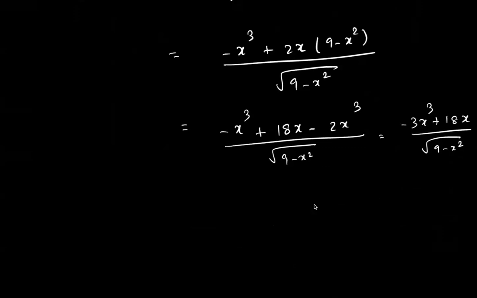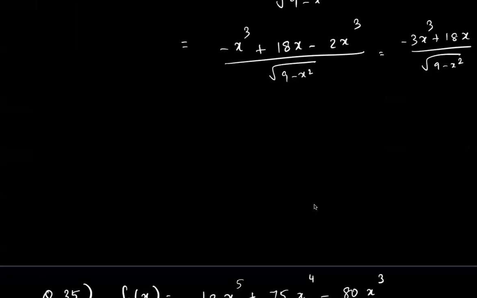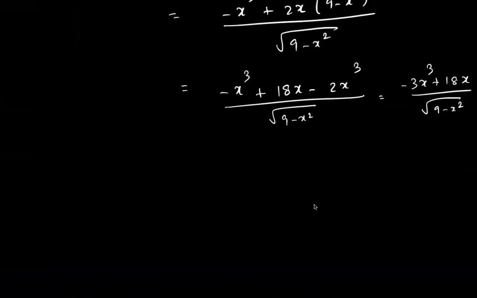I already know that if I set the denominator equal to 0, I'm going to have 3 and -3, and those are not in the domain. So I'm not bothering with the denominator for this particular problem because I already know that -3 and 3 are not in the domain of this function. All right, so then I'm going to set the numerator equal to 0.